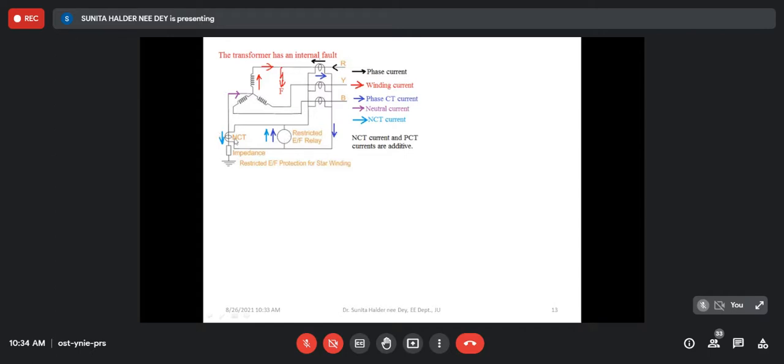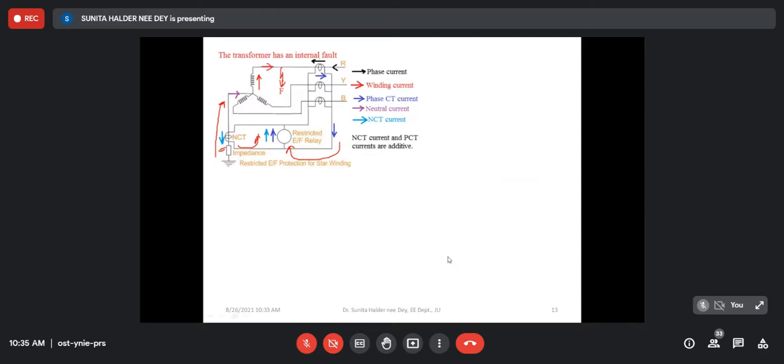Now through the neutral also current will flow. What is the neutral current? Whatever current is flowing through it, this is the neutral current, because during a fault current will flow through the neutral also. So this light blue will be the neutral CT current. You see through the neutral CT, through the relay, both the neutral CT current and phase CT current are additive. So they will create a higher current, so it will show a fault.